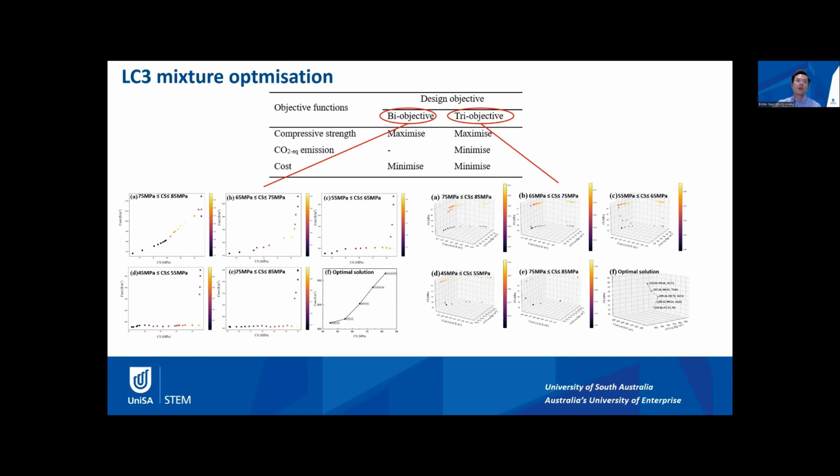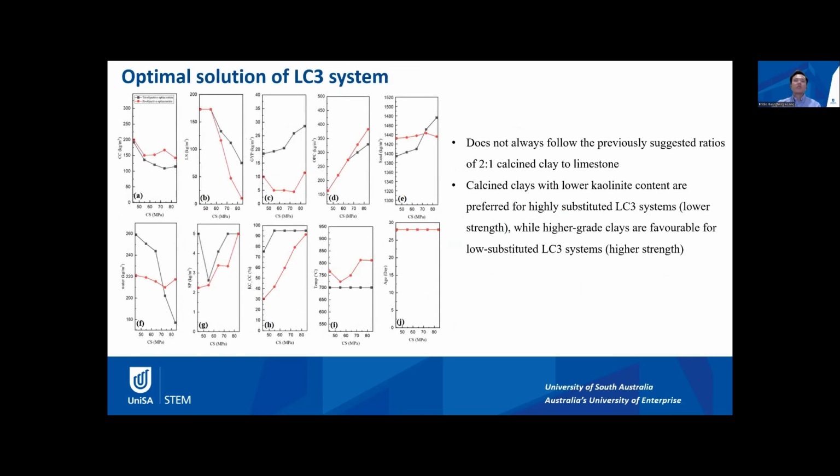So how can we know the best solution among these optimal solutions? We further rank these Pareto optimal solutions by using the technique called TOPSIS, and then select the best solution among these optimal solutions. So this is the result we get for those Pareto optimal solutions. The optimal compositions attained from both the bi and tri-objective functions are shown here.